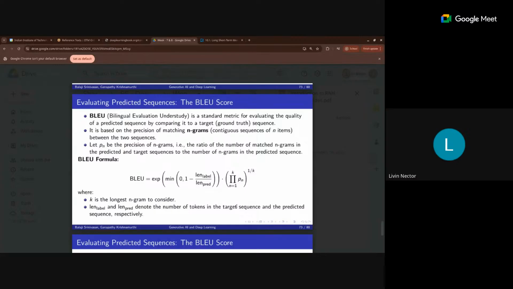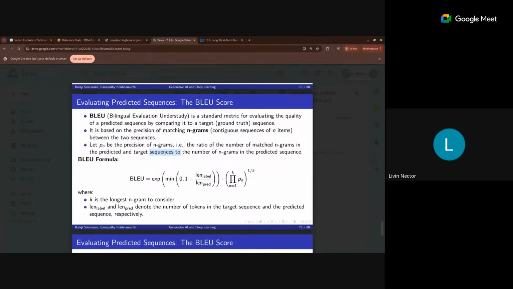Okay. So this is the precision of n-grams. What does the precision of n-grams mean? How many n-grams are correct. For example, 1 gram means how many word-to-word matchings are correct. 2 grams means how many two-word combinations are present in both target and the predicted sequence that are matching, like that.